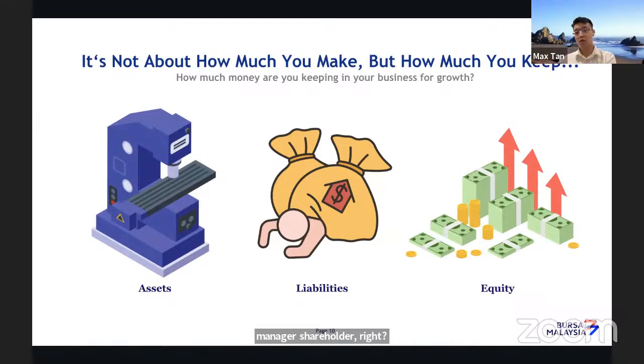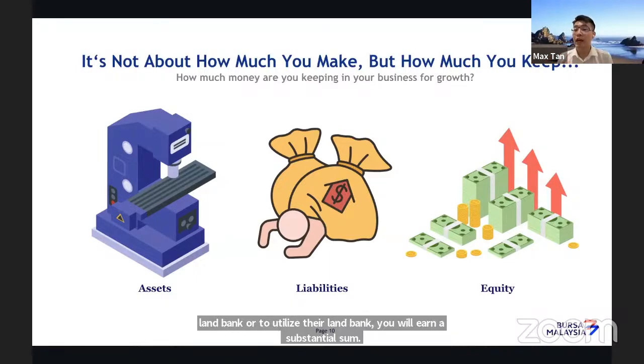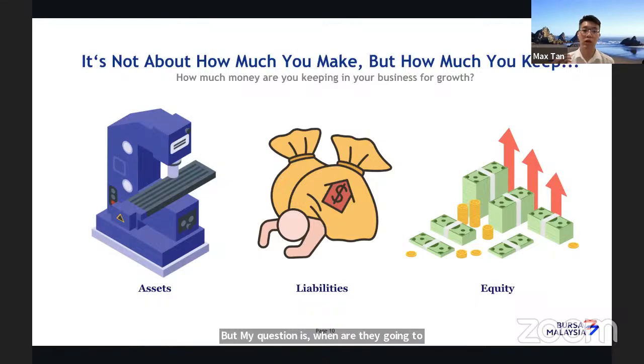Now, when you look into some company that is asset rich, so let's say this company has a lot of land banks, their net tangible asset (NTA) is probably, let's say, 500, but the share price is only trading at 1 ringgit. So you would say, wow, hugely undervalued for this company. You would think that whenever this company sells their land bank or utilizes their land bank, you will earn a substantial sum. But my question is, when are they going to sell? You will never know because you are not the management of the company, right?